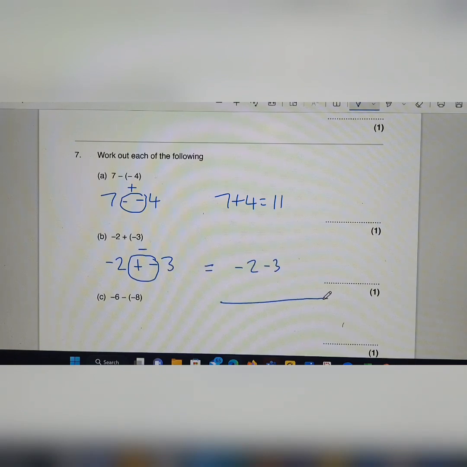So I'm just going to use a number line. So I'm at -2, I need to go down 3, so I'm moving away from 0. So I've got 0 here, I'm moving further away from 0. So -2, take away 3, 1, 2, 3 is -5.